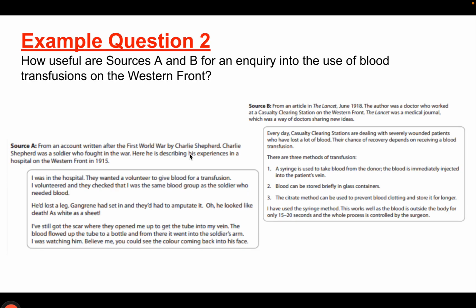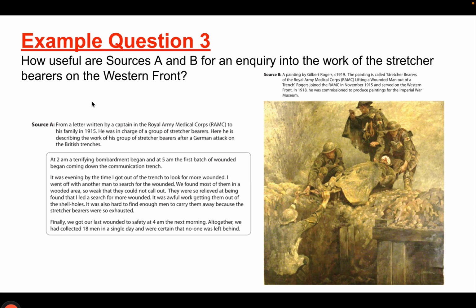Now, if you want to pause the video here, I've provided 2 more questions with the sources attached. The first one being on blood transfusions, and the second one being on the work of the stretcher bearers on the Western Front. So once again, rewind, pause the video if you want to attempt a question yourself.